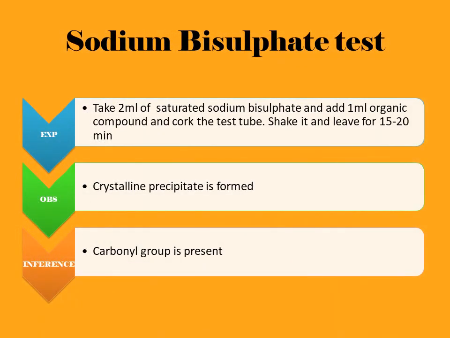The second test for the identification of the carbonyl group is the sodium bisulphite test. Take 2 ml of saturated solution of sodium bisulphite in a clean test tube and add 1 ml or 1 gram of the given compound. Cork the test tube, shake and leave it for 15 to 20 minutes. Formation of crystalline precipitate confirms the carbonyl group.